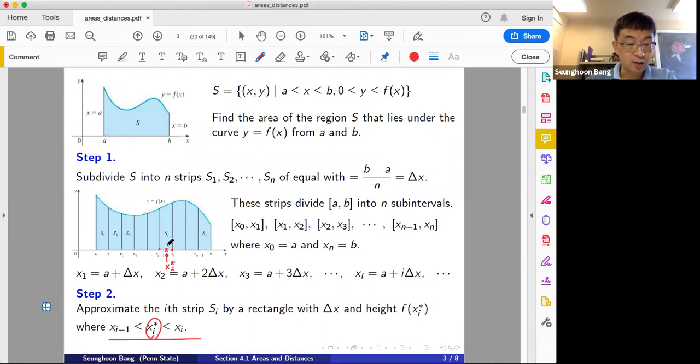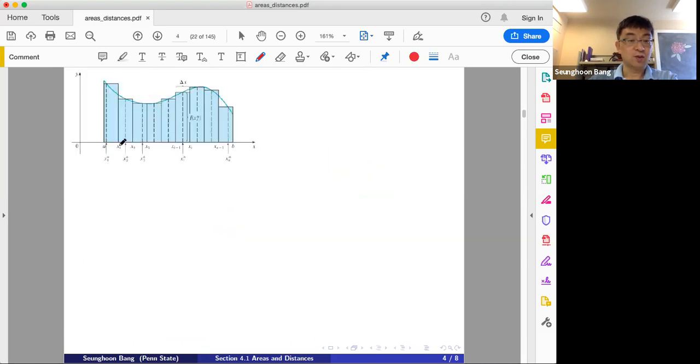How can you make a rectangle? You can draw one segment passing through xi star. This is the height of the rectangle, make it flat. Here. So we have this area, exactly the area of the rectangle. We have error, but this is a good approximation. So xi star is called the sample point. You can use these rectangles. We have errors, this error, error, error. We have all errors.